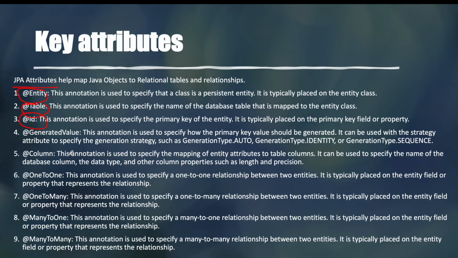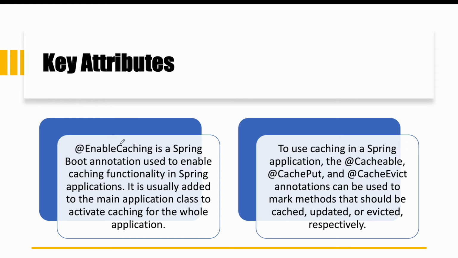Probably only an entity and ID and columns would be there in the example, but this is a good reference if in case you have to reference later for JPA. The other important thing is enable caching. So this is a mandate attribute which has to be put in this Spring Boot to have this caching enabled.